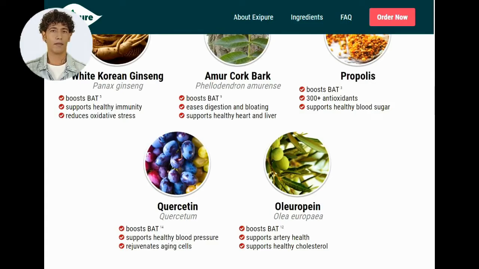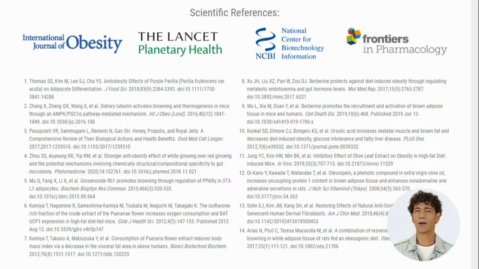Now notice near the bottom of the Exipure product page are some references to journal articles about BAT and the various ingredients in Exipure. It would be good for you to read some of the articles, or at least the summaries, or abstracts, of the articles to get a better understanding of BAT, and how various ingredients affect brown adipose tissue.